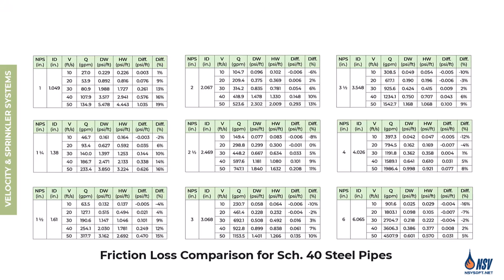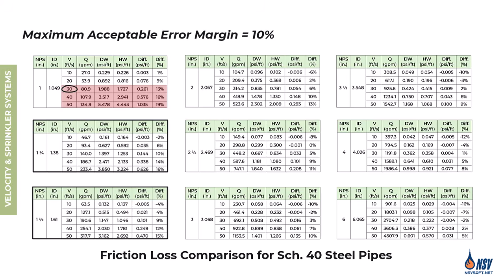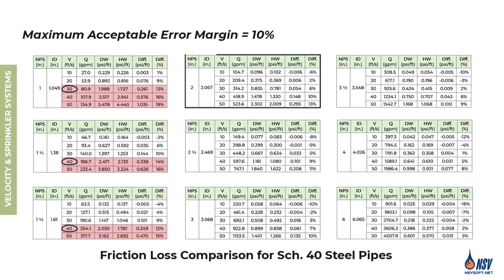Now, let's assume we are members of the technical committee for NFPA 13 and we want to set a limit for water velocity. Imagine we all agree on 10% as our maximum error margin. Look at what happens in the data. In a 1-inch pipe, we break the 10% threshold at just 30 feet per second. Step up to 1 1/4 and 1 1/2 inch pipes, and we don't cross that line until 40 feet per second. In a 2-inch pipe, it takes a massive 50 feet per second to finally exceed a 10% error.